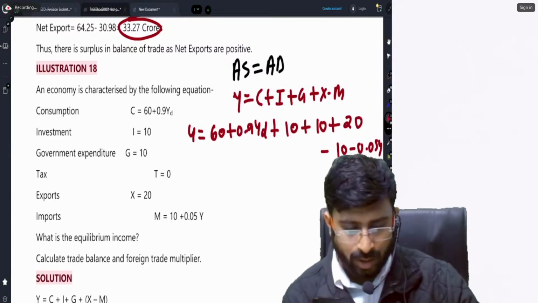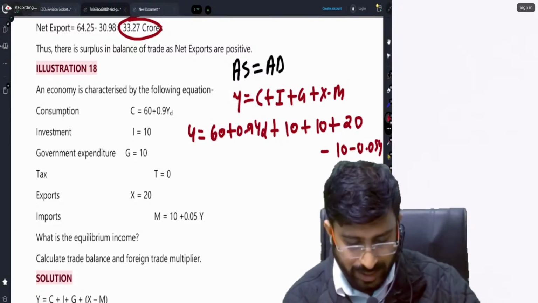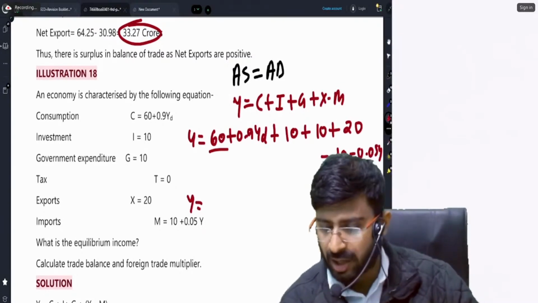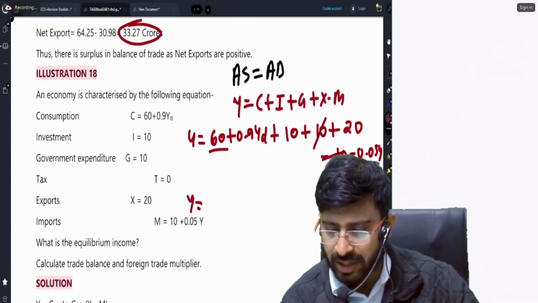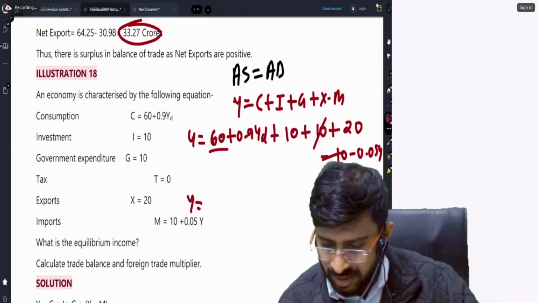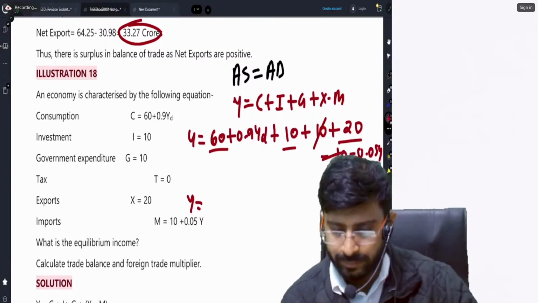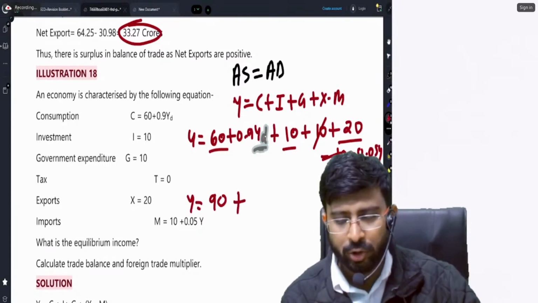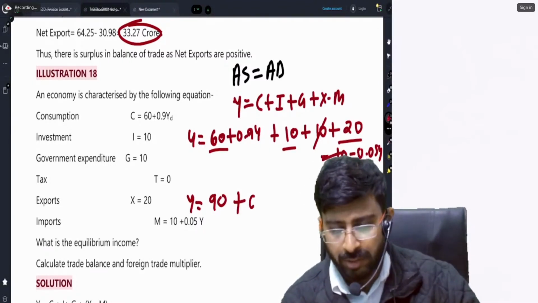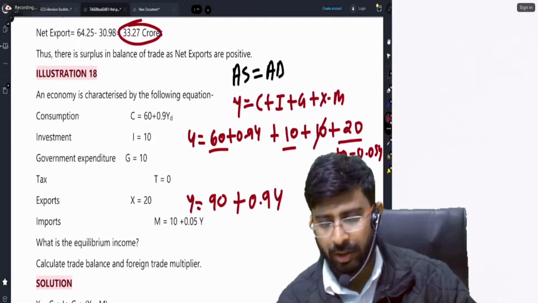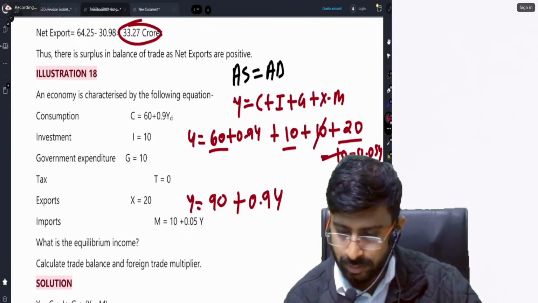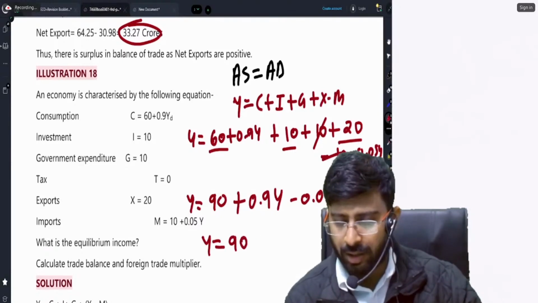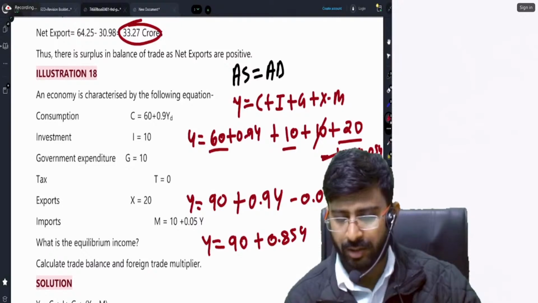Okay, cool. Disposable income is income minus tax. Tax is 0. What a great world. So see, 60, this 10 and this 10 have gone. So 60 plus 10 is 70, 70 plus 20 is 90. And here there is no tax, so we can remove the disposable part. It will become income only. So it will be 0.9Y, correct? Minus 0.05Y. So Y equals 90 plus 0.85Y.